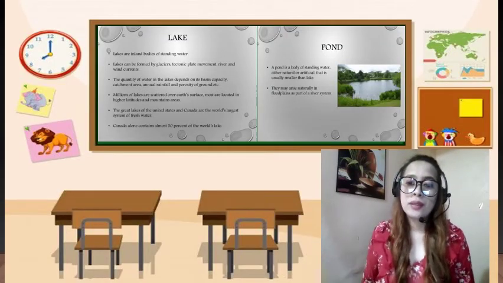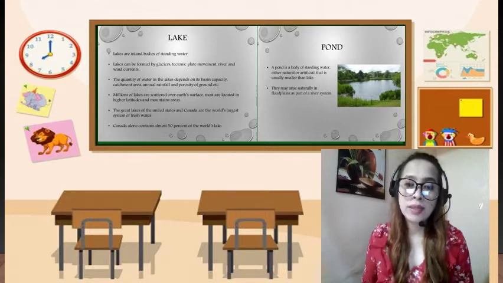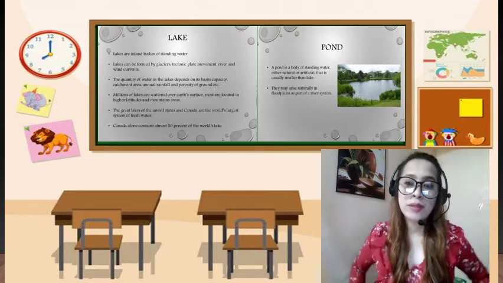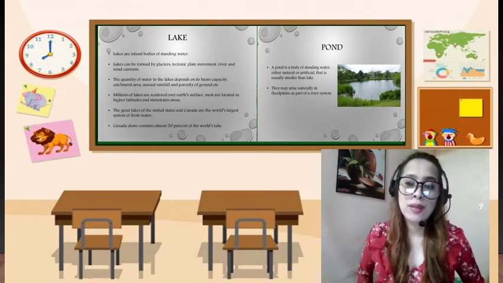So the first two examples of surface water are lakes and ponds. Lakes are inland bodies of standing water, and they can be formed by glaciers or tectonic plate movement. Once there was a movement, and one plate moved against another, rivers and some lakes would be created. And the quantity of water in a lake depends on its basin capacity, the catchment area, the rainfall, and the porosity of the ground.